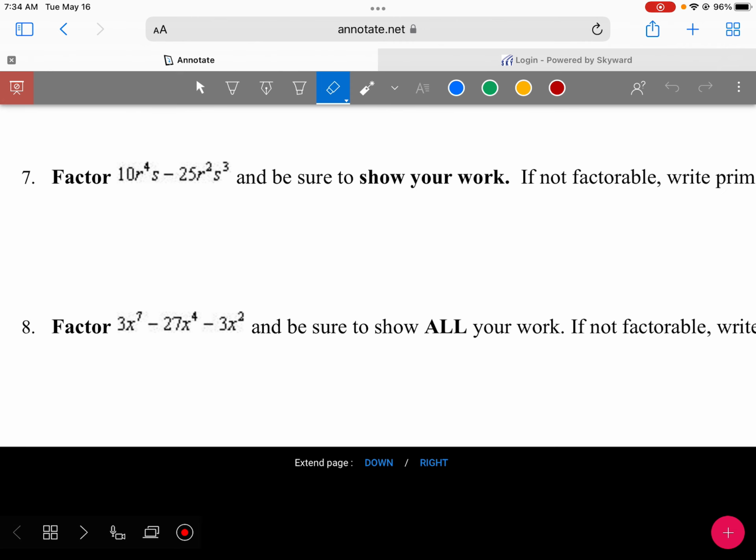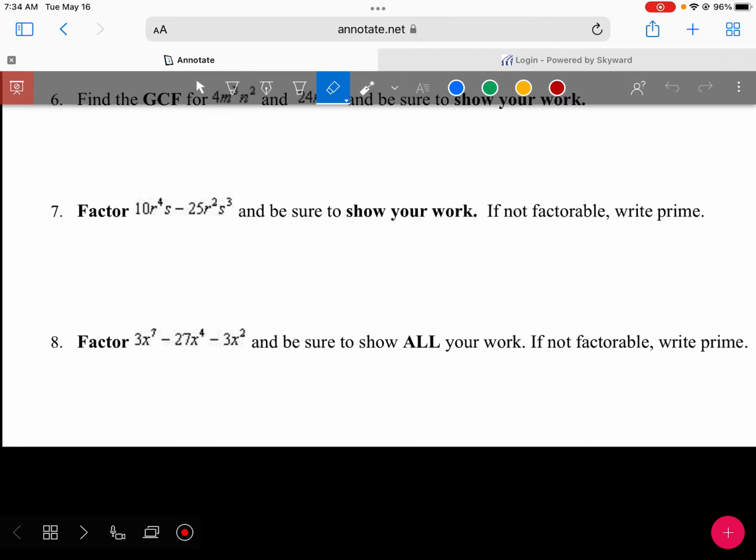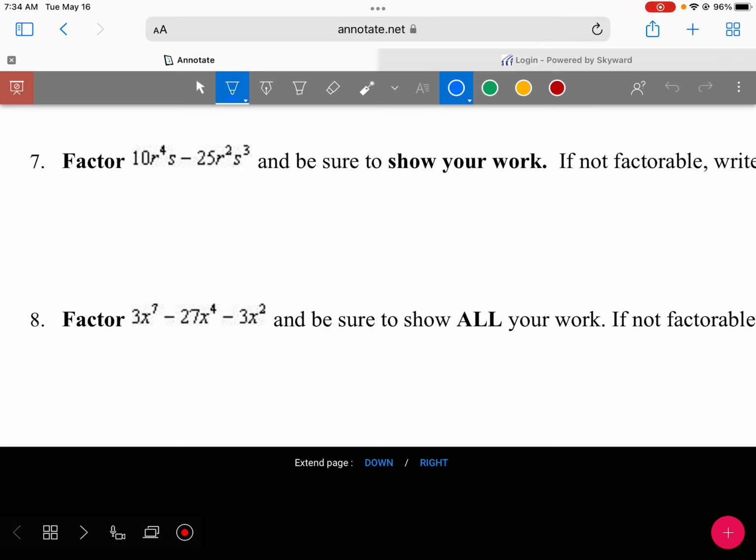So we have 10r to the 4th s minus 25r squared s to the 3rd. Okay, and it says, be sure to show your work. If not factorable, write prime. All right, so when we factor, what are we basically asking ourselves when we start off? Not necessarily what it's equal to, but what's the first thing we're always supposed to be asking ourselves when we're talking about factoring? Greatest common factor.